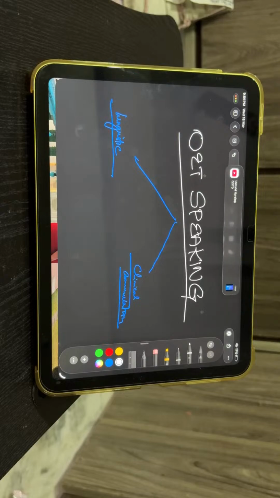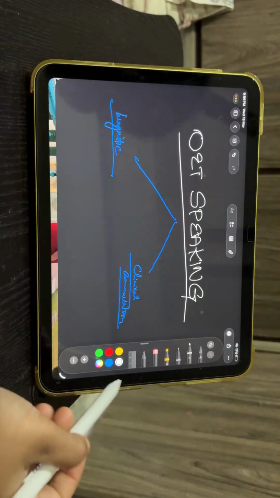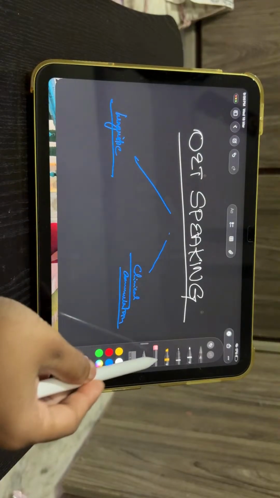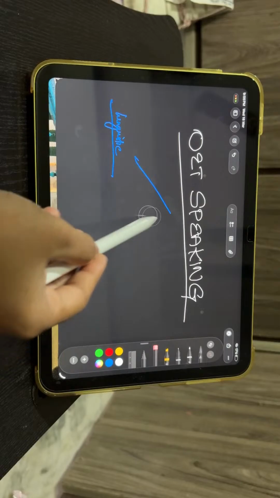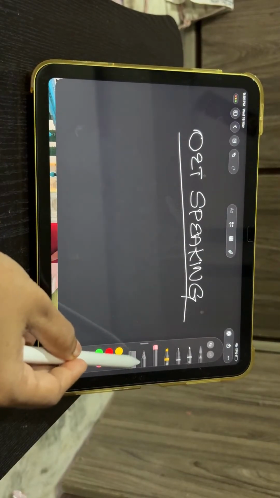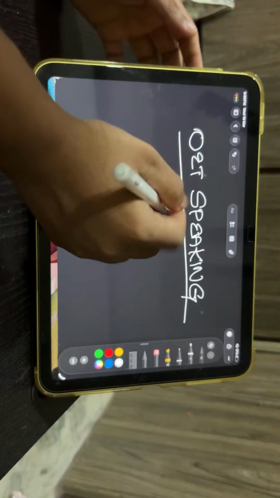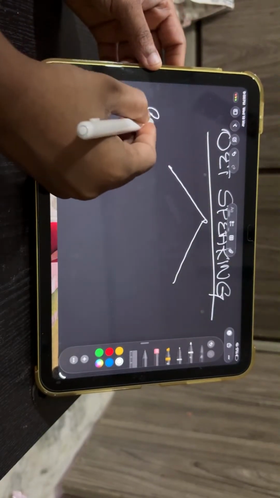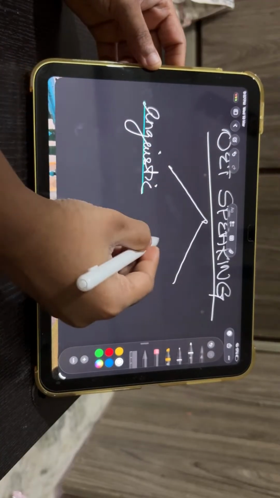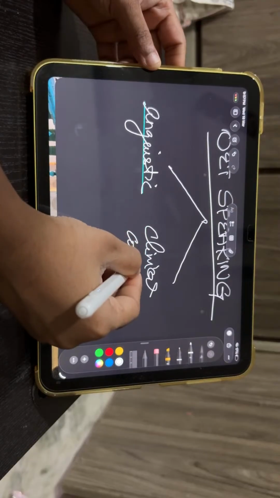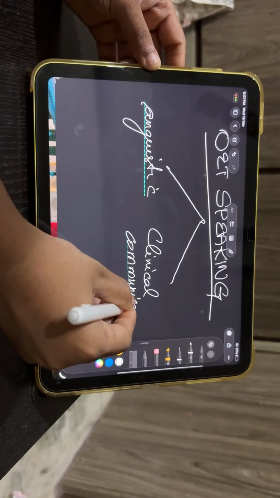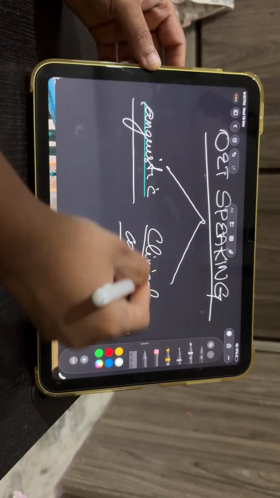So first thing, there are two criteria. OET will have two criteria: first is linguistic criteria, second is clinical communication criteria. So these are the main two things.